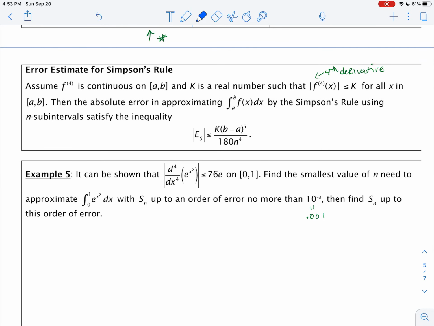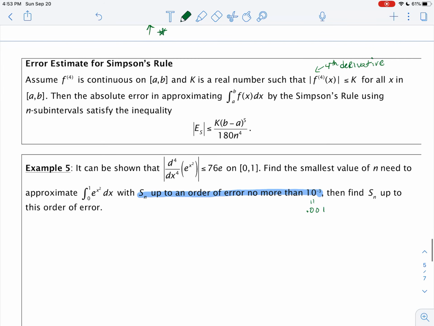Good. So how do we set this up for an error of no more than 10 to the negative 3? Well, 10 to the negative 3 equates to 0.001 as a decimal, and we would want to first write the absolute value of E sub S is less than or equal to k times (b minus a) to the fifth over 180 n to the fourth, and we would want that to be less than or equal to 0.001, which is our 10 to the minus 3. So that's how you would set up your inequality to find your n.